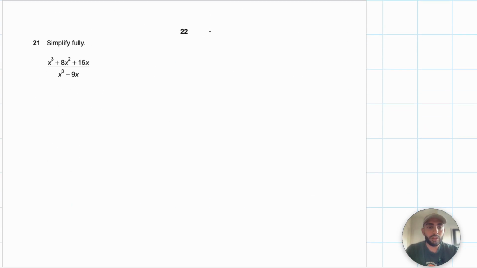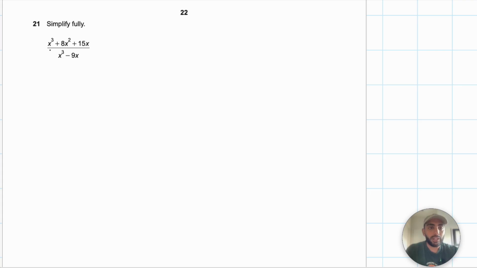Question 21. Simplify fully x cubed plus 8x squared plus 15x over x cubed minus 9x. I can see all of these divide by x, so I'm just going to pull out x from both the top and the bottom and see what happens. So factorizing the top, pulling out x, gives me x squared plus 8x plus 15 over x squared minus 9.